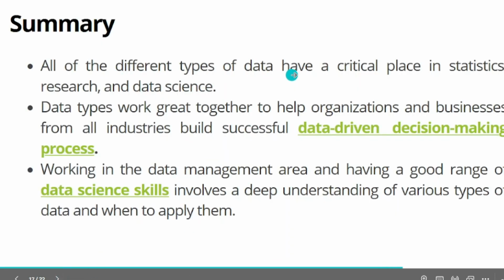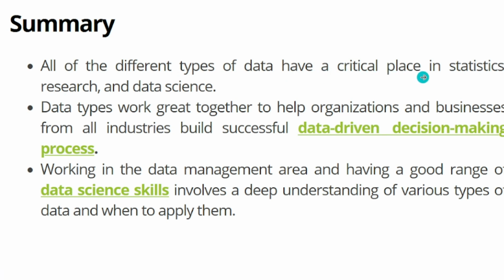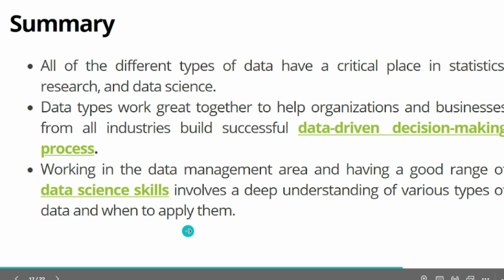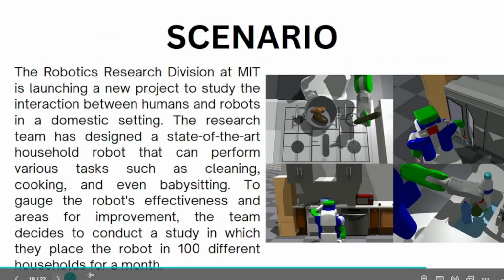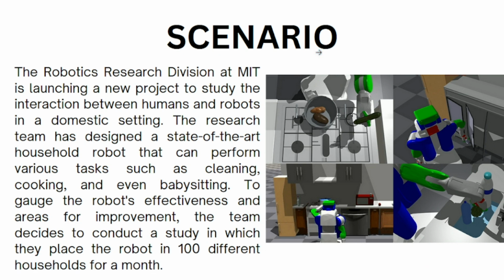So all the different data types have a critical place in statistical research and in data science. The data types work great together to help organizations and businesses from all industries build a successful data-driven decision-making process. Working in the data management area and having a good range of data science skills involves a deep understanding of various types of data and when to apply them. Now we will look into a scenario and try to understand the different data types that are involved in this particular scenario.